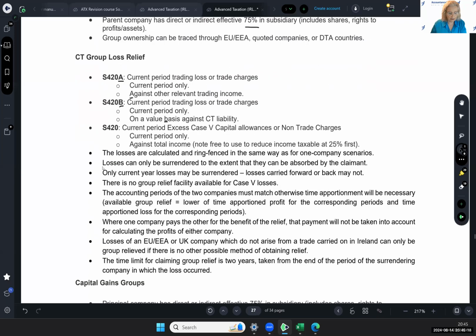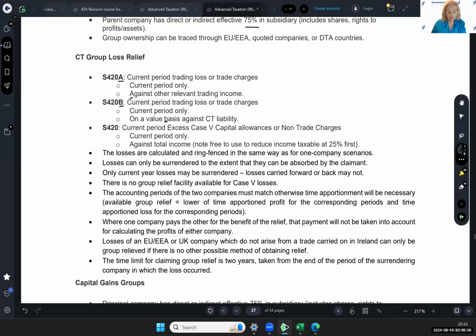So what else do we know down here? Losses can only be surrendered to the extent they can be absorbed by the claimant. Only current year losses may be surrendered. No relief for case 5 losses, not relevant to this question. The accounting periods of the two companies must match, otherwise time apportionment will be necessary.